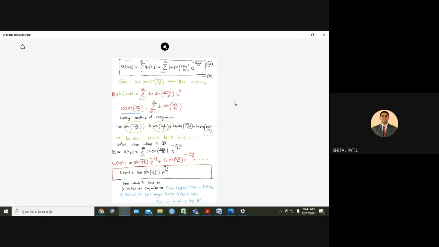That's it. This is the answer. Only b1 is non-zero, remaining all are equal to 0. No need to write them. This is the solution. Have you understood this?